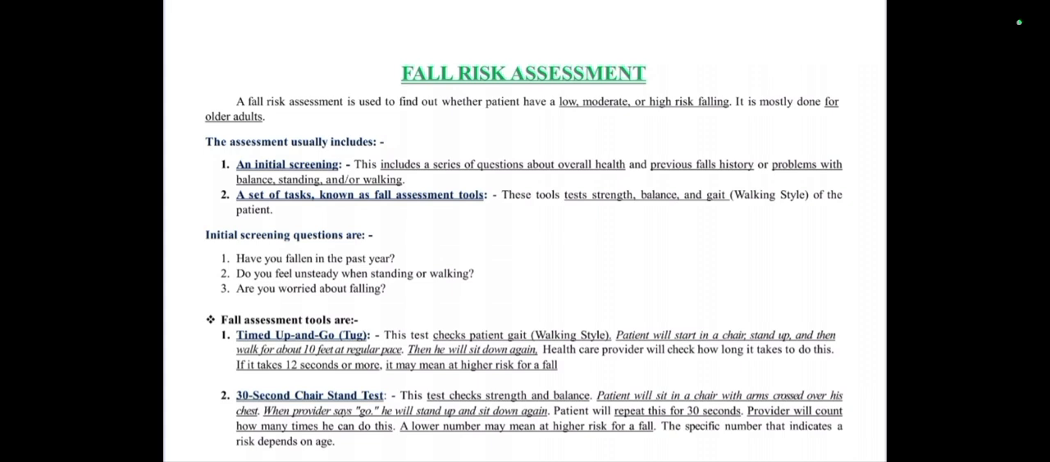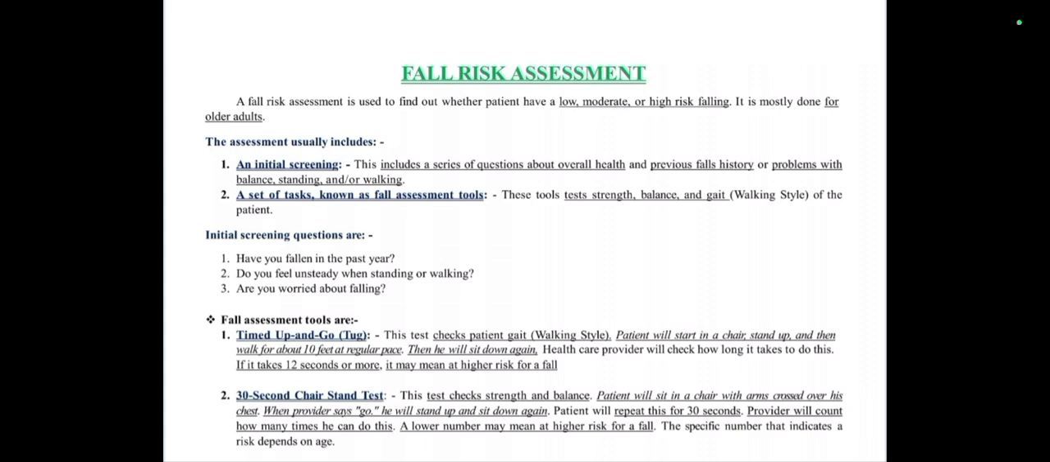The patient will start in a chair, stand up and then walk about 10 feet at a regular pace. Then he will sit down again. The healthcare provider will check how long it takes to do this. If it takes 12 seconds or more, it may mean a high risk for a fall.